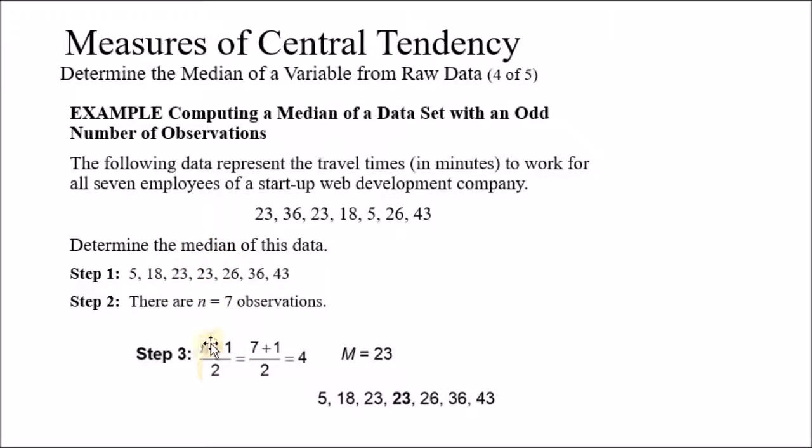In other words, we can use this formula right here. We can say n plus 1 divided by 2 to find the position of our median. So that is 7 plus 1 divided by 2, which is 8 divided by 2, which is 4. So it is the fourth observation. And then we start counting 1, 2, 3, 4. In the fourth position is our median. Please do not mix up the two numbers. The 4 is just the position of your median. It is not the median of the data that you have.